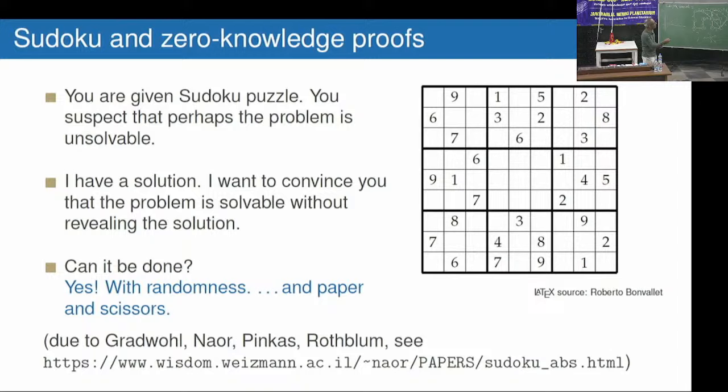zero knowledge proofs. It's not zero knowledge. It is just one bit of information, that this particular puzzle has a solution. That's it. Question?